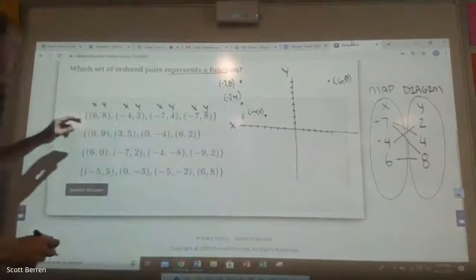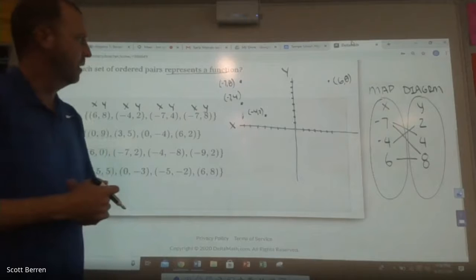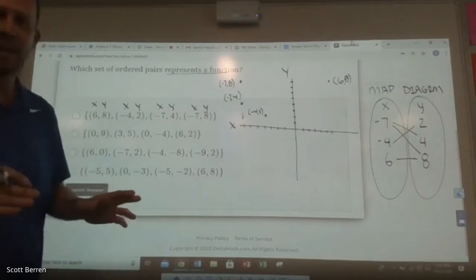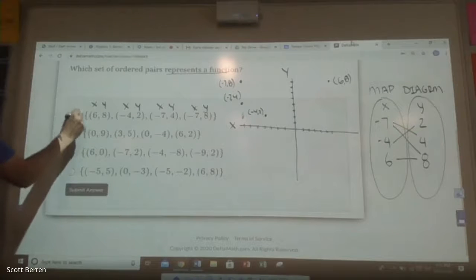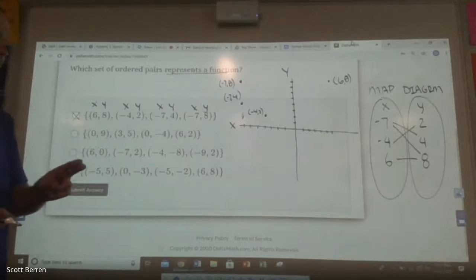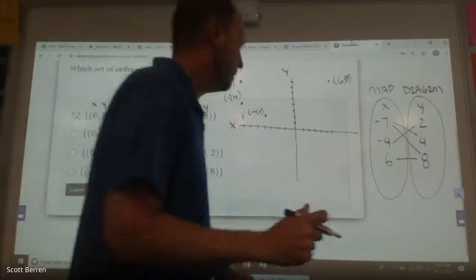So now I've got my ordered pairs, I've got my map diagram, and I got this chart right here. Now I'm going to tell you right now that this one is not a function. How do I know that? I'm going to know that in 3 different ways. I'm going to show you each of those 3 ways.